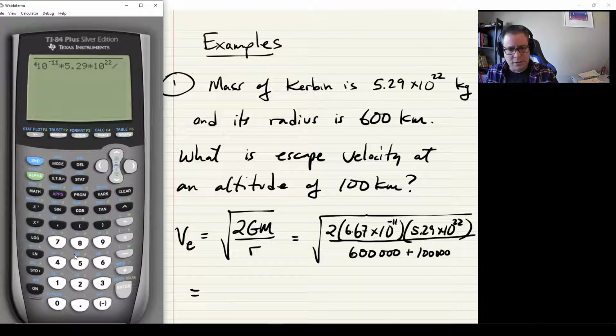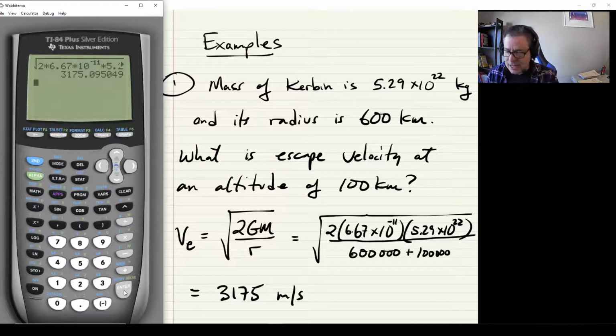We'll just add those together. That's 700,000. It's about 3175 meters per second. That's escape velocity, but what we'll usually be looking at is that we've already got the orbital speed at, let's say, 100 kilometer altitude, and we just need to increase the speed to escape velocity.